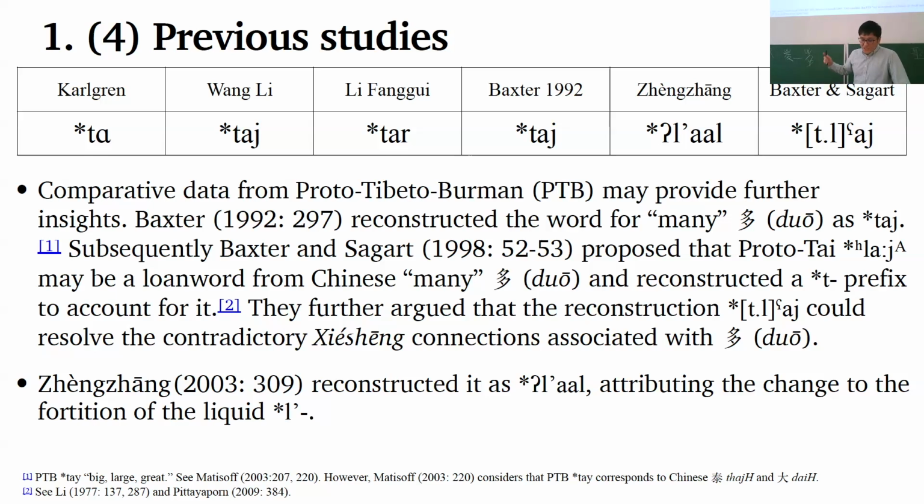And then you can see Zhengzhang Shangfang, 2003, reconstructed a kind of delta stop, L plus apostrophe, to account for the long words from the prototype. So basically, I agree with Zhengzhang and the Baxter and Sagart reconstructions.